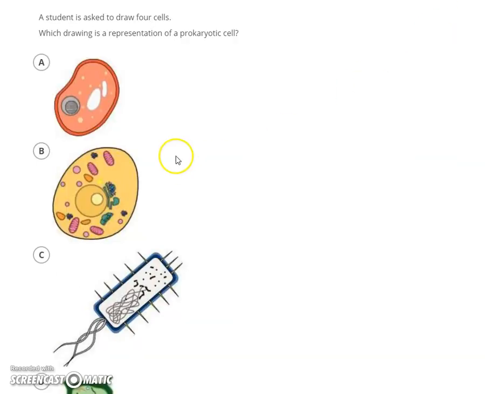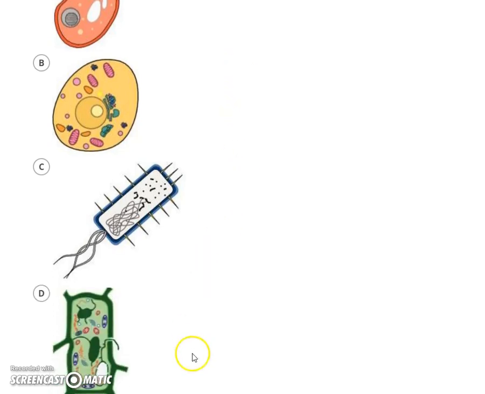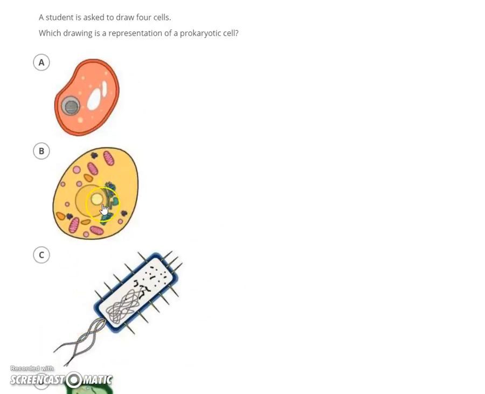Next up, we're drawing 4 cells. Which one's a prokaryote? You guys might notice a theme. We see a lot of prokaryotic, eukaryotic questions here. Looking at these cells, this one's probably a plant cell. We see a bunch of organelles inside, so it's a eukaryote. There's a nucleus, it's a eukaryote. Here's a nucleus, that's a eukaryote. This one lacks a nucleus, that's a prokaryote. Alright, we'll stop there for this video.